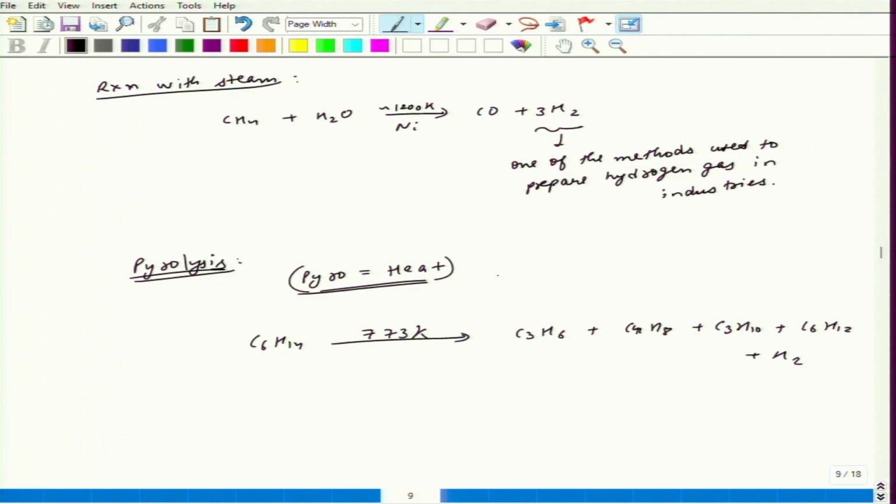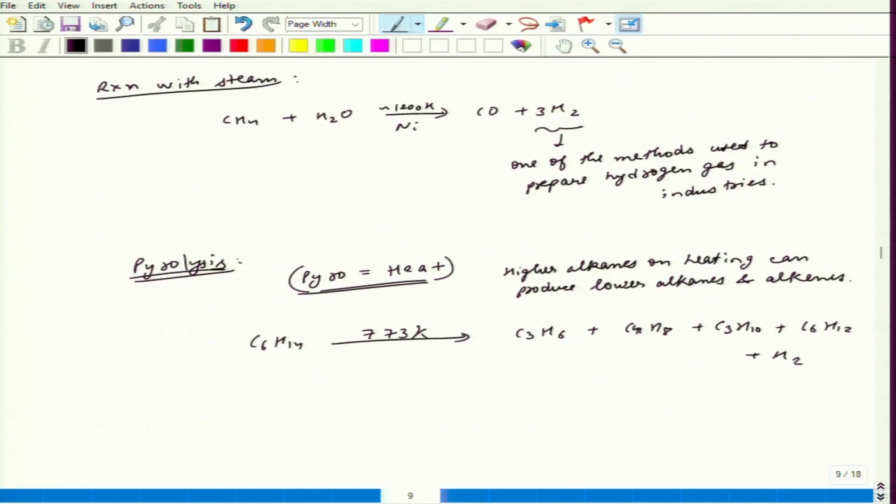So, in the pyrolysis reaction, higher alkanes on heating can produce lower alkanes and alkenes. Okay. So, what happens when we react the alkanes at very high temperatures is that they decompose themselves into lower alkanes or into alkenes.